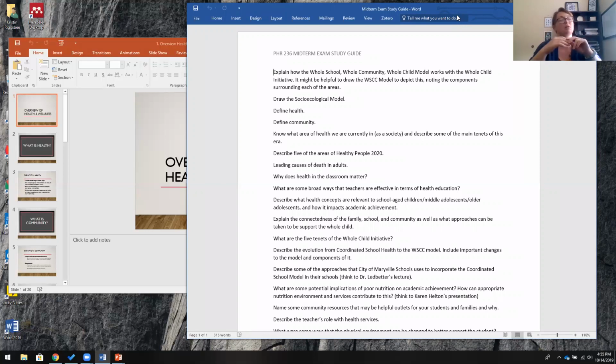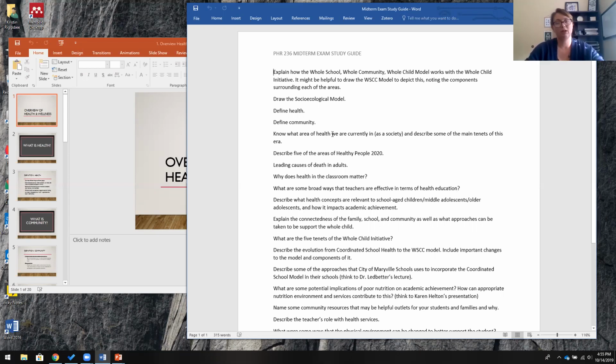The other thing you can talk about is, if you remember, the WSCC model has the whole child tenets at the center of it. So put it back in that perspective, that it ultimately goes back to that individual child. And the WSCC should ultimately support those 5 tenets.